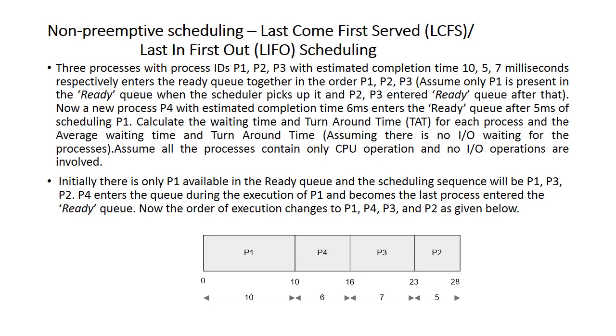Okay, so P4 enters the queue during the execution of P1 and becomes the last process entered in the ready queue. Now the order of execution changes to P1, P4, P3 and P2 as given below. Execution time of P1 is 10, P4 is 6, P3 is 7, P2 is 5, and the waiting time of P1 is 0, waiting time for P4 will be 10, and for P3 it is 16, P2 is 23.